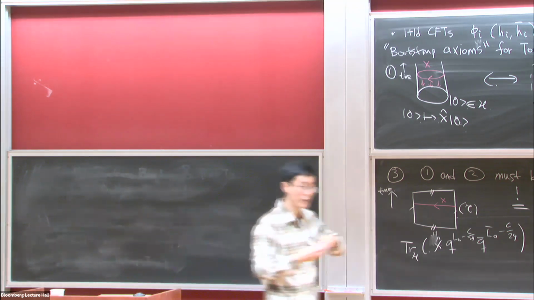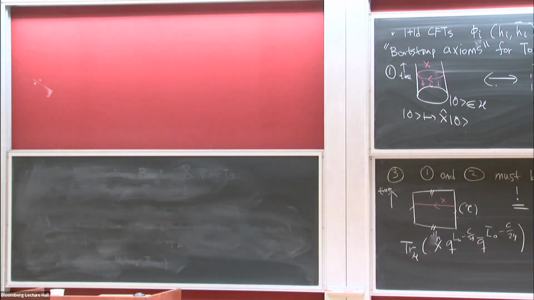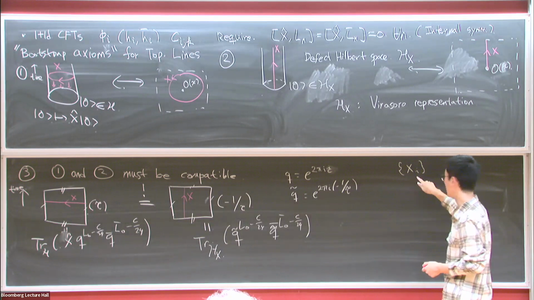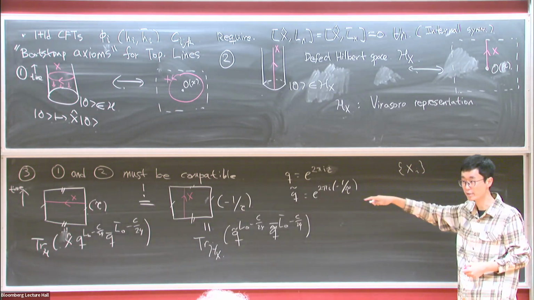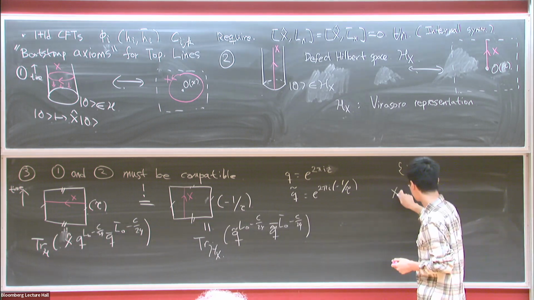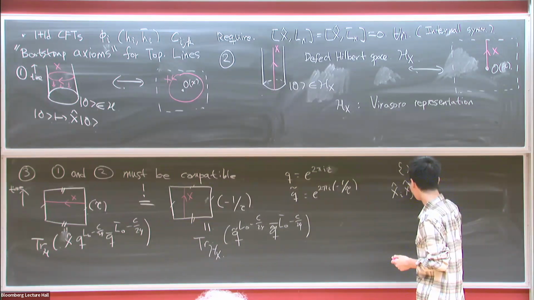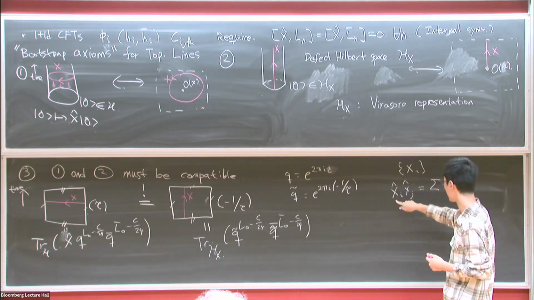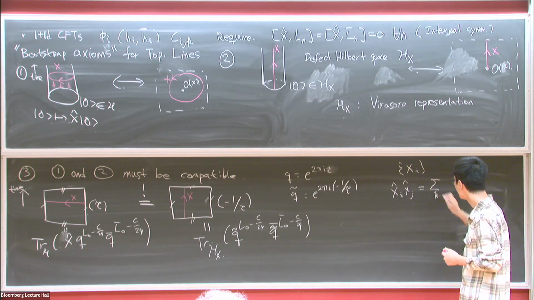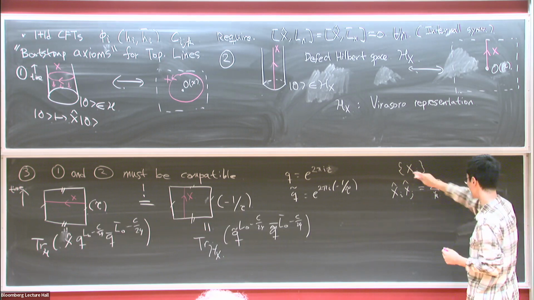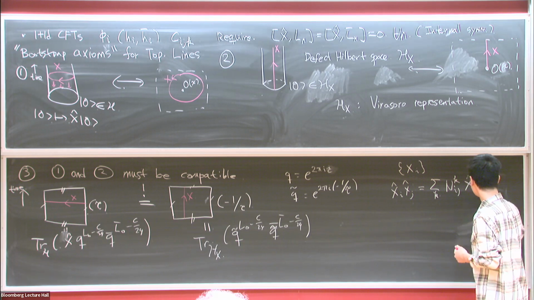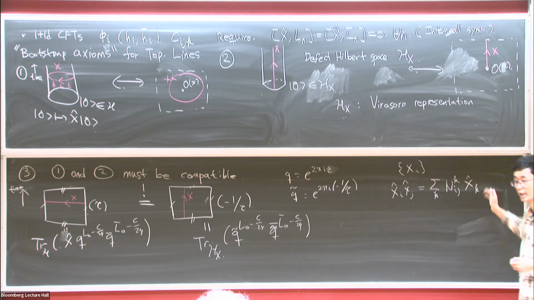Sorry, before that, I forgot to mention something important. Throughout the talk, I'm gonna focus on the following situation where I have a finite collection of topological line operators, such that when I multiply them, the multiplication is closed among themselves, meaning that when I multiply xi and xj, I get a finite sum over these topological line operators. So I'm gonna focus on these particular cases.